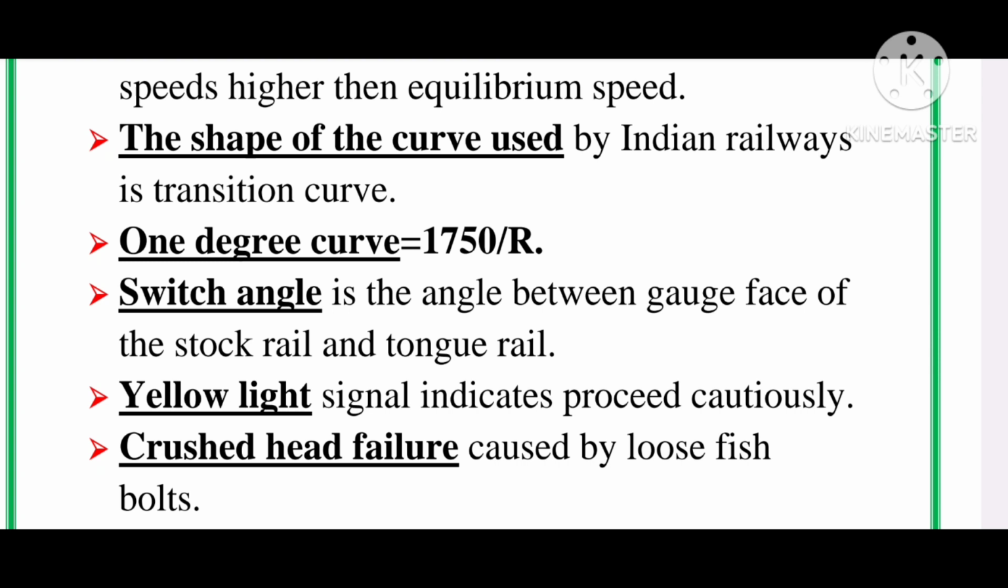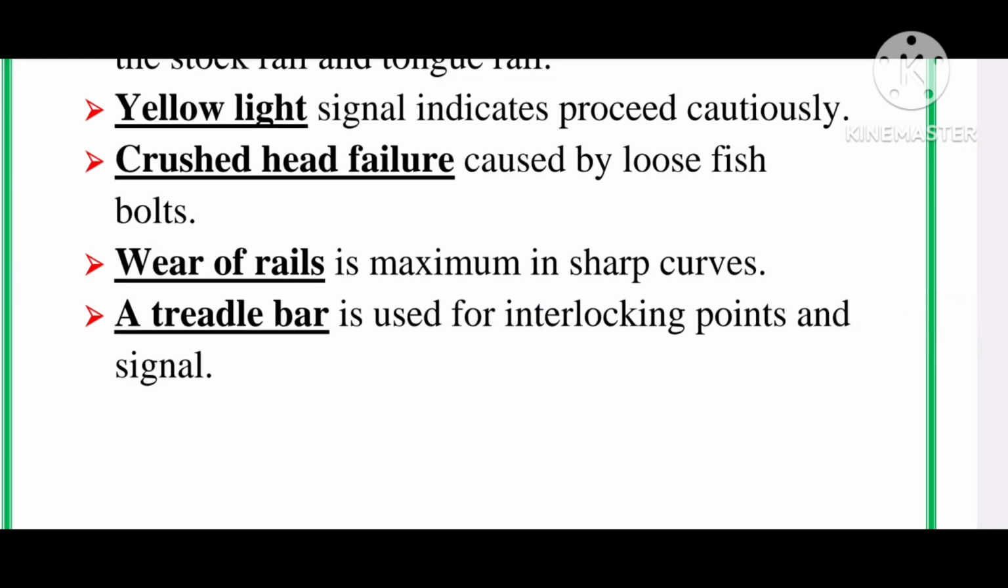Crushed head failure is caused by loose fish bolts. Wear of rails is maximum in sharp curves. A treadle bar is used for interlocking points and signals.